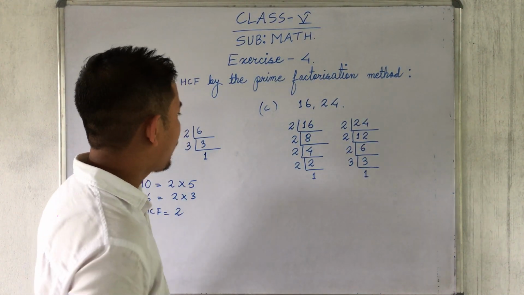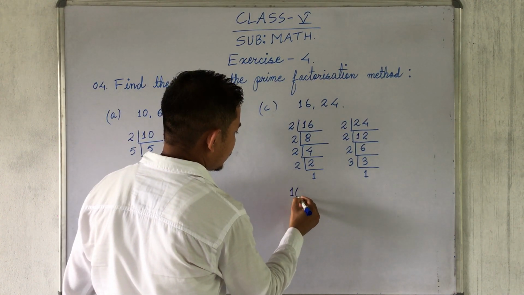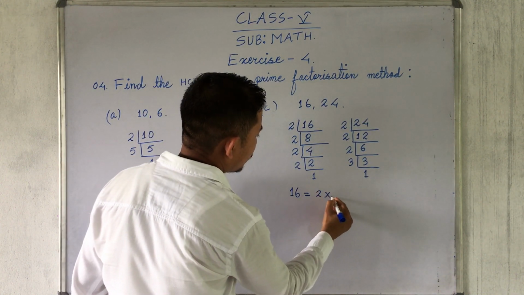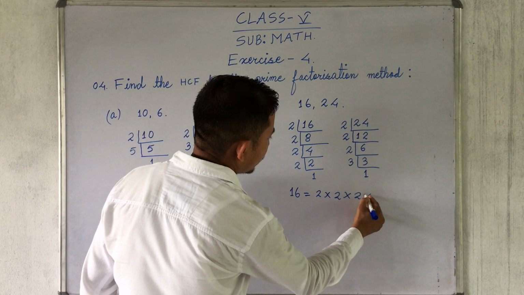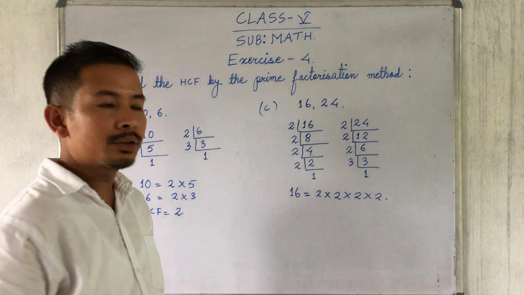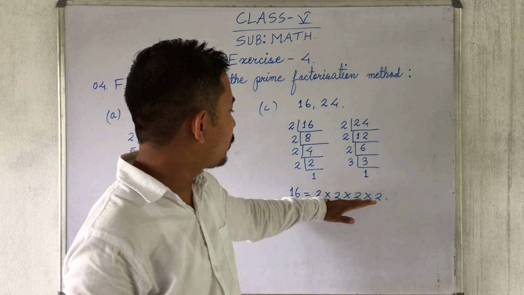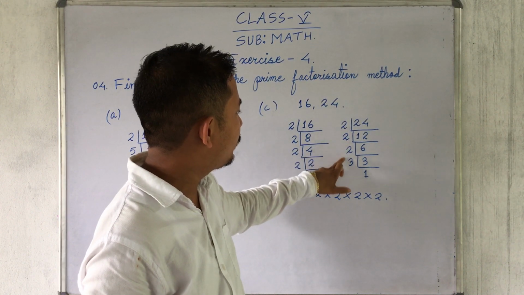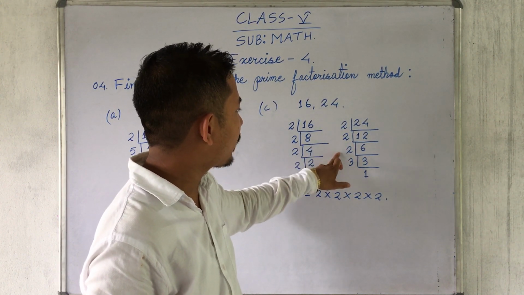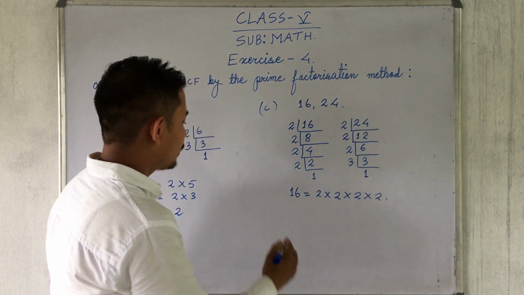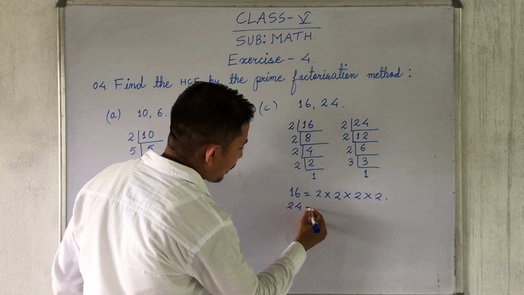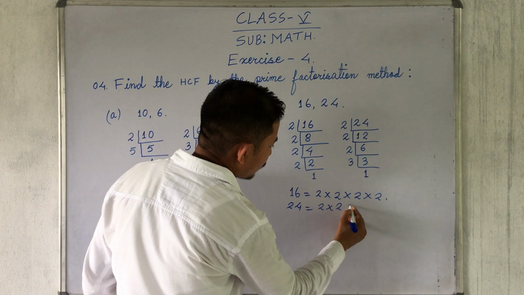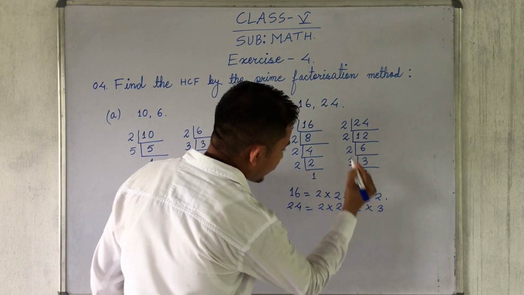Okay, so therefore we can write 16 equal to how many factors? 1, 2, 3, 4 factors. So write here 2 into 2 into 2 into 2. Understood? So these four 2s are the factors of 16. In the same way, if you see 24, how many factors? 4 factors. 1, 2, 3, 4. Among these 4 factors, 3 factors are 2 and 1 factor is 3. So write here 24 equals 2 into 2 into 2 into 3.